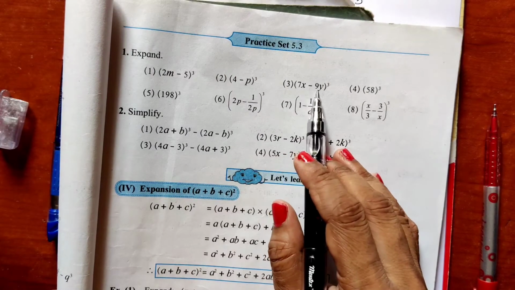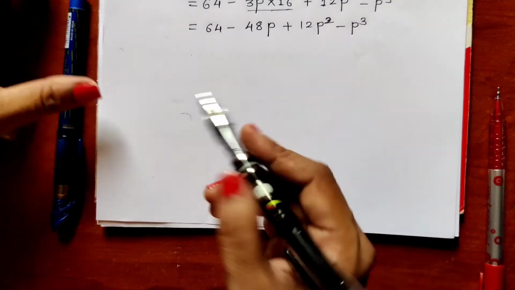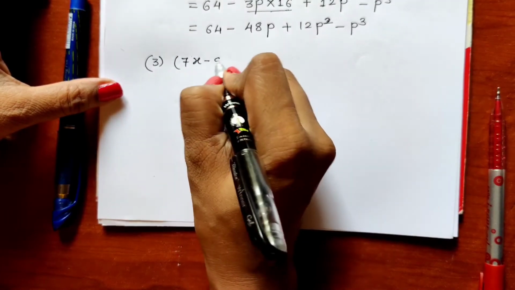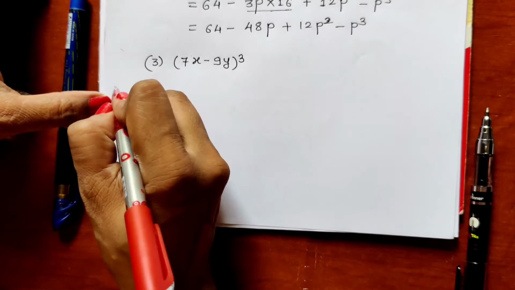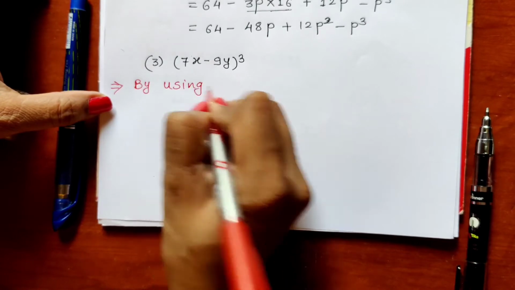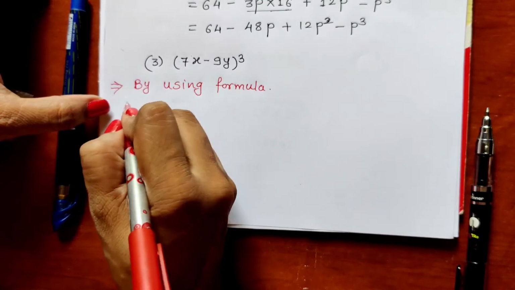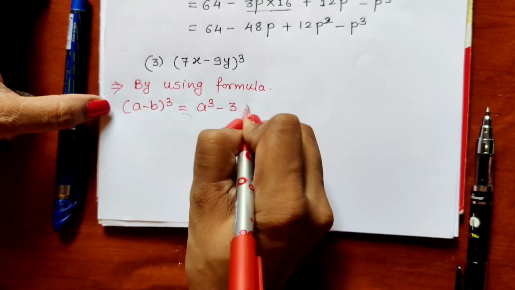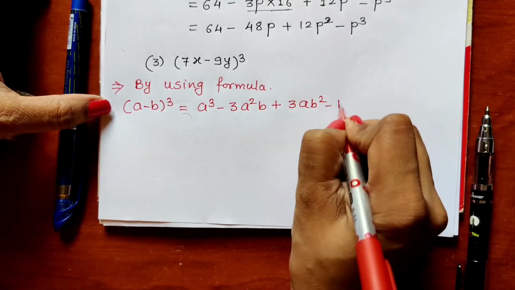Third sum, (7x minus 9y) whole cube. Let us do it here only. We will write it using the formula. The formula: (a minus b) whole cube is equal to a cube minus 3a square b plus 3ab square minus b cube.